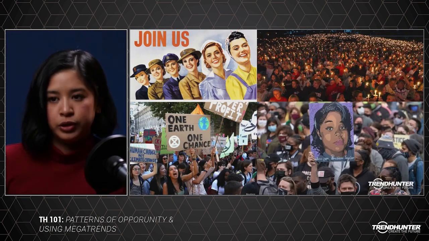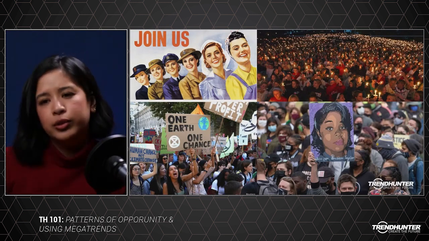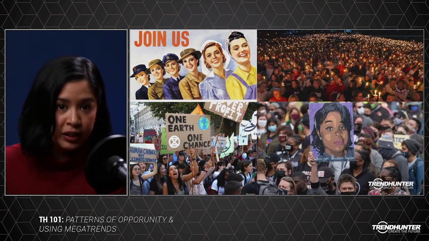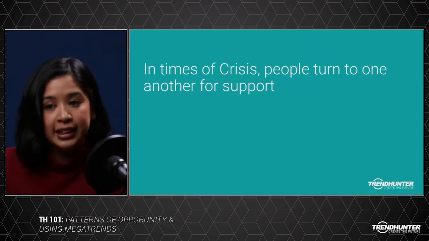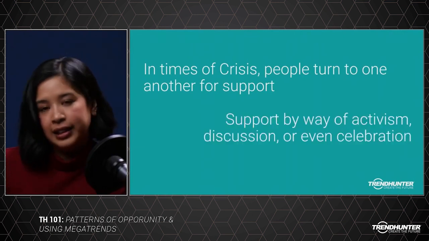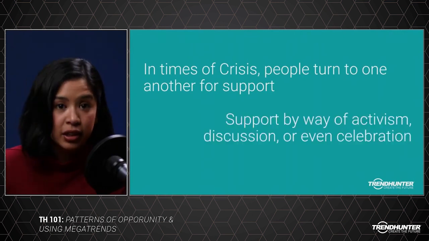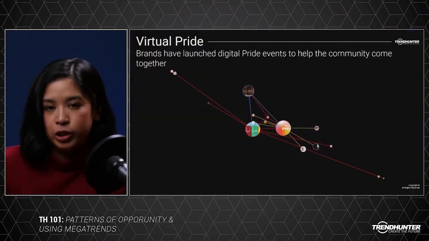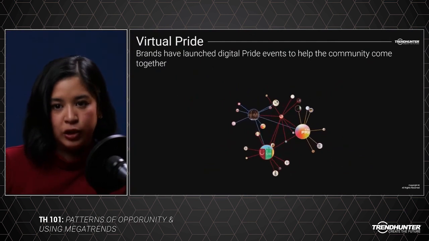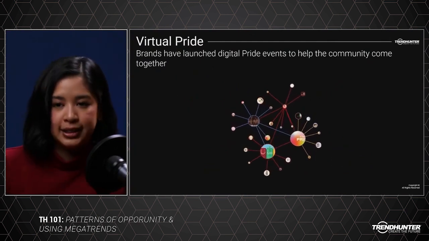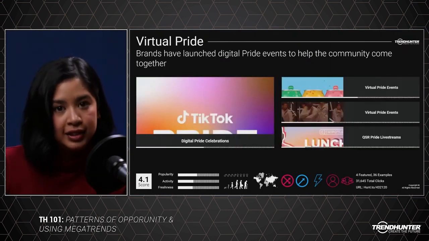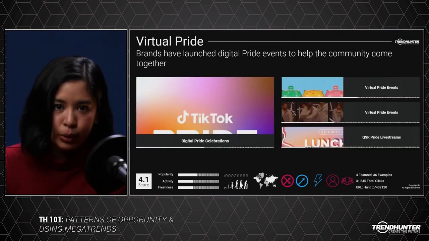We saw it in World War II. We saw it after 9/11. We see it with climate change, and we see it with the recent resurgence of the Black Lives Matter movement. Like I said, in times of crisis, people turn to one another for support. And that support can come by way of activism, by way of discussion, by way of celebration. Virtual Pride is a great example of this. So during the pandemic, we saw brands launching digital Pride events to help the community come together and continue to celebrate even if they weren't able to do so in person.